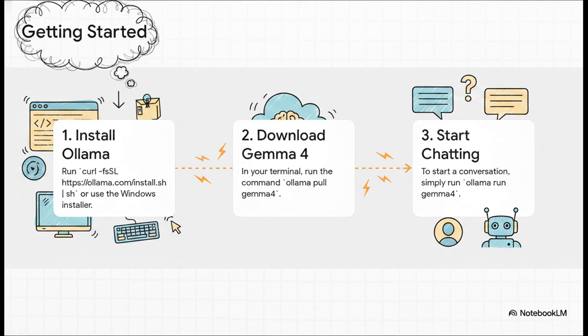So, step 1, if you're on a Mac or Linux, you just open your terminal and paste in that one line of code to install it. If you're on Windows, it's even easier. You just download the installer from their website. Step 2, in that same terminal window, just type ollama pull gemma4. That's what actually downloads the model to your machine. And finally, step 3, to start talking to your new AI, you just type ollama run gemma4. That's it. You're in. You're chatting with your own AI.